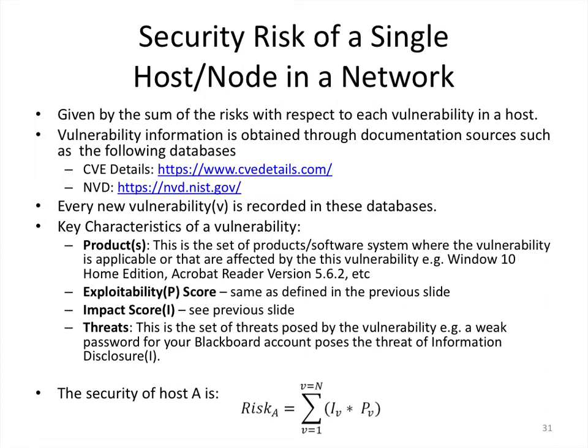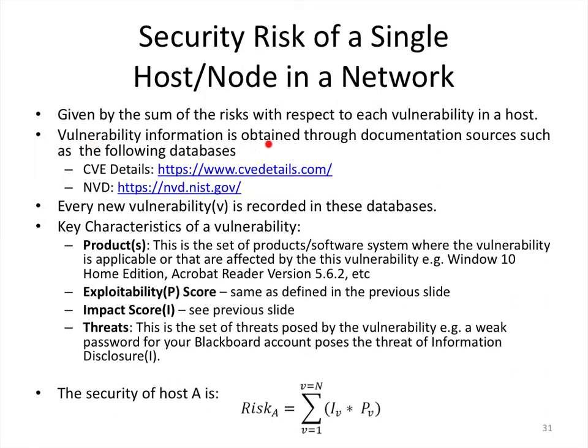Okay? So a node, depending on the products or the applications that run on this node, may have multiple vulnerabilities. Vulnerability in Windows, vulnerability in the web server, vulnerability in a certain application, and so on. So all these vulnerabilities cause certain threats, and based on these vulnerabilities and the threats, we need to calculate the overall risk on a specific node, okay? So the risk of this node.